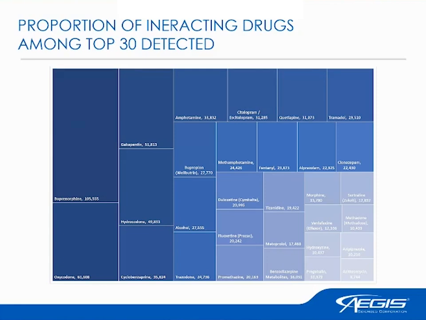Citalopram or escitalopram, quetiapine, bupropion, duloxetine, fluoxetine, and methadone were also represented in the top 30. These potential DDIs include both pharmacokinetic and pharmacodynamic interactions.